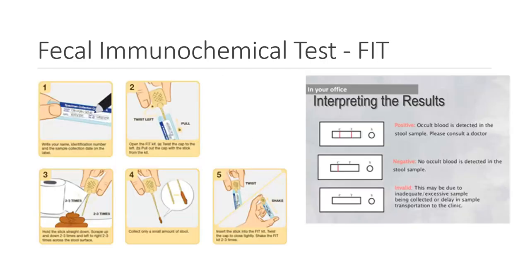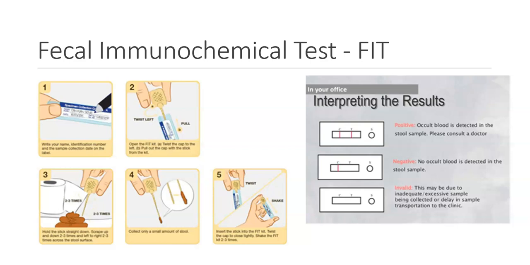So the patient is given the kit to take home, and they write their name and their information, and then they twist off the cap, and they will poke the little stick, and it has little swirls at the end to capture fecal material, and they do it 2 to 3 times in different areas of the feces. Then they put it back in the container that has a solution, and they shake it very well. Then they take it to their doctor's office for testing.